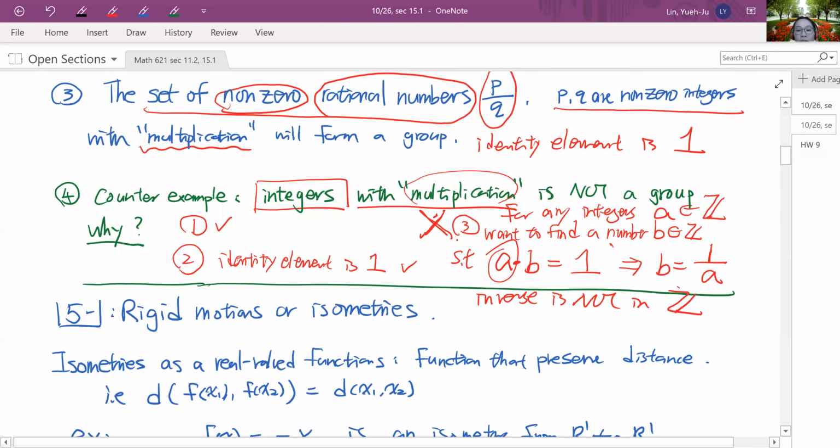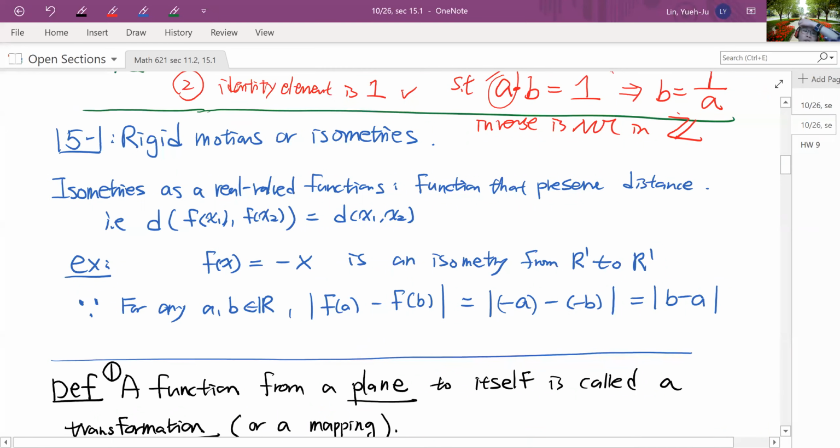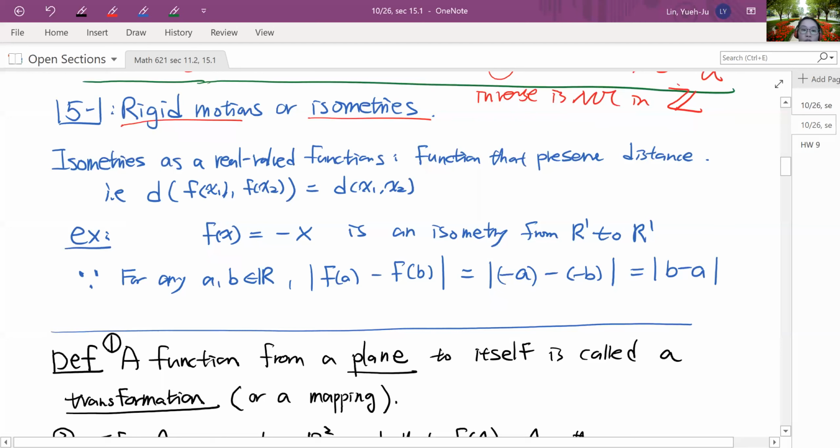Later on, we're going to see a lot of examples here. The main point for chapter 15.1, or actually the whole chapter 15, is talking about rigid motions, or what we call isometry. Later on, you're going to see that the collection of all the isometry functions is going to form a group. That's why isometry is nice, because it has a nice algebraic structure. You can think of a group as providing you a nice algebraic structure to work with. So first I need to tell you what isometry, or rigid motion, is.